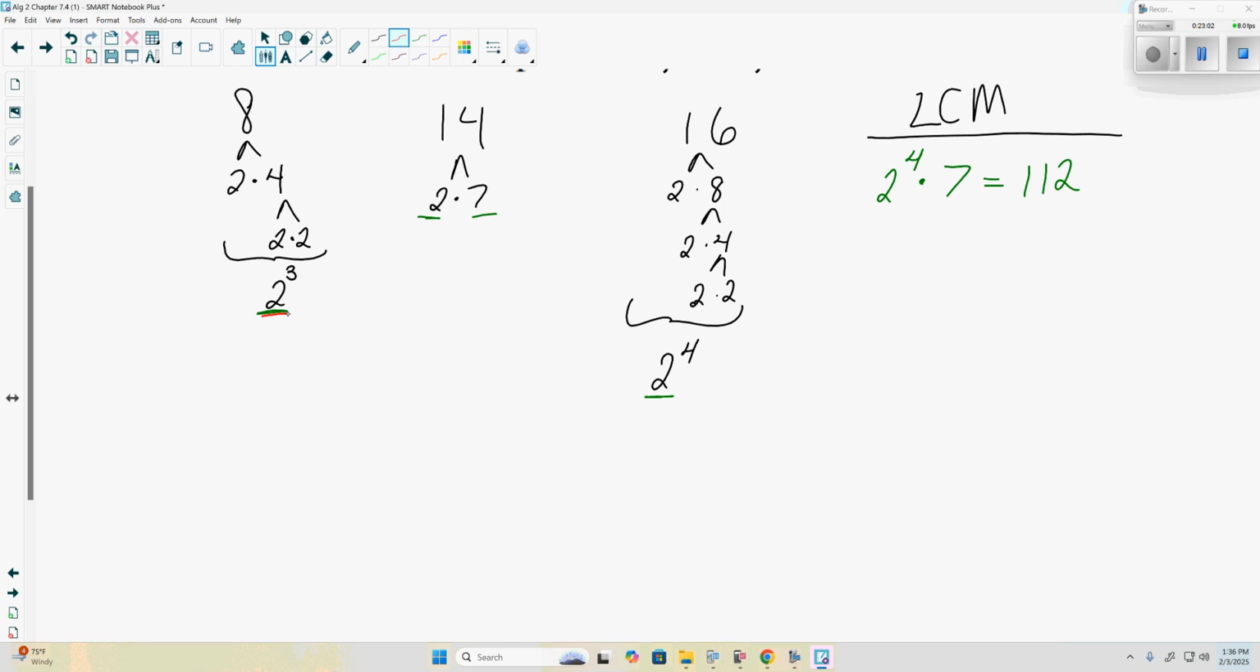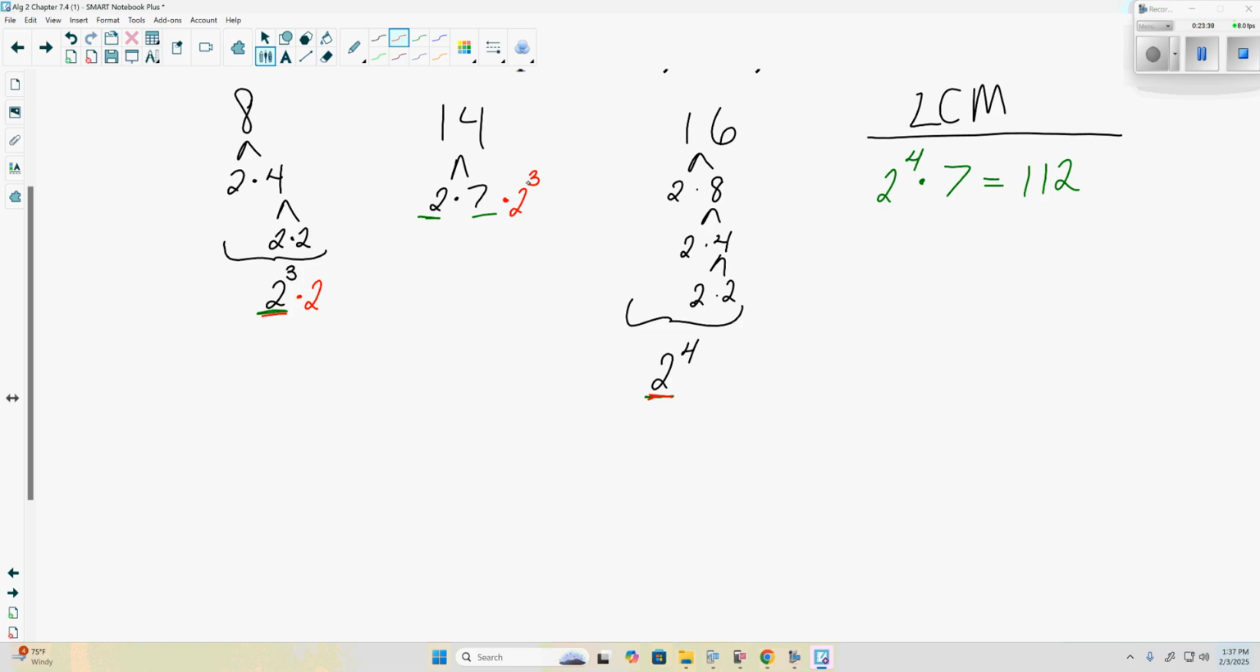So with 8, it does have 3 2's. For it to match up with 16, I need 4. So that means I can multiply this 2 to the 3rd by another 2 to give us 2 to the 4th. The 14 has 1, but how many more do I need? I need 3 more. Now it is 4. That's why we take whichever one has the most, not how many we have total. Because I can add 3 more 2's, or 2 more 2's, we can get it to 4.